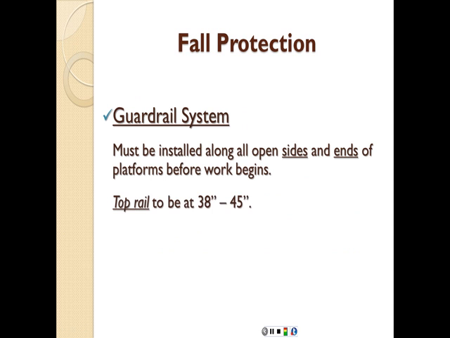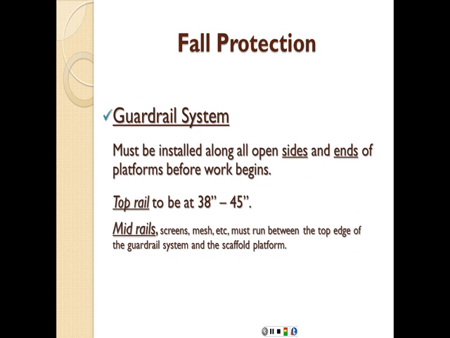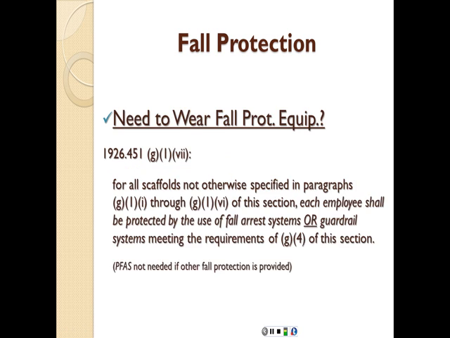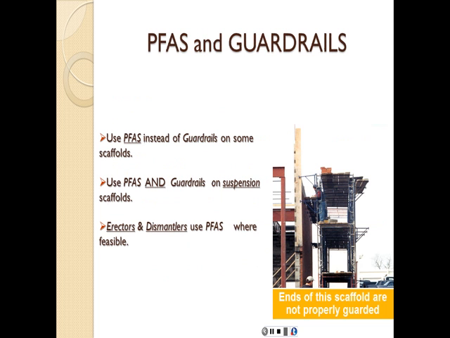The guardrail, as we have learned about it before, is going to be 42 inches plus or minus 3. Here it says it can be as low as 4 inches below the 42 inches. Must be installed along all open sides and ends of the platforms before work begins. For the slide that we have seen a couple of slides ago, it has not been provided on the ends of that platform, therefore it's not properly guarded.